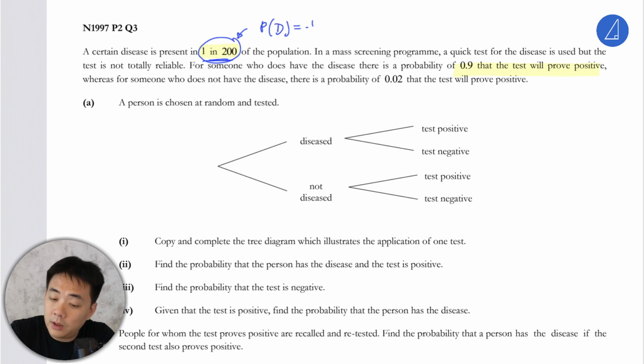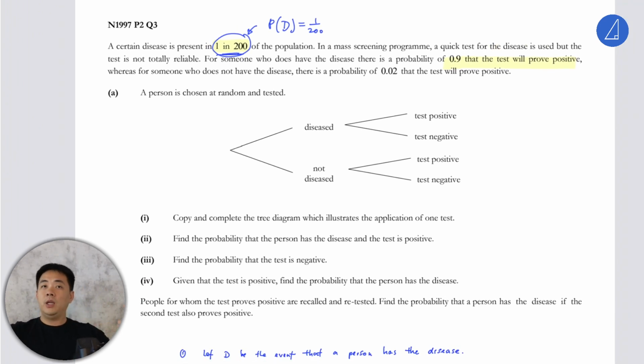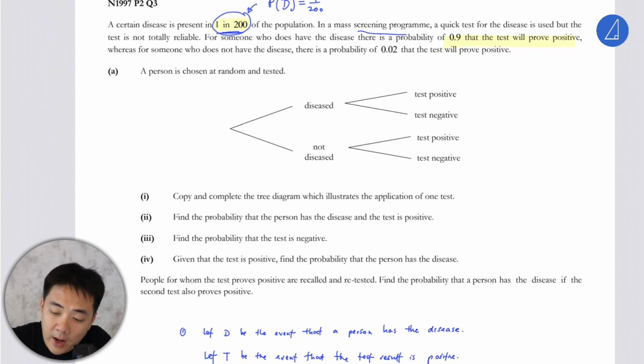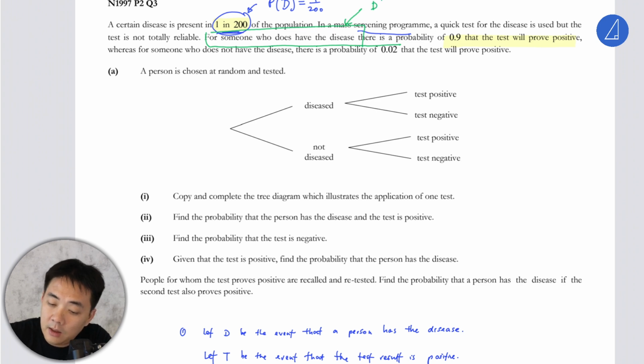P(D) is equal to 1 in 200, the entire population, because there's no condition. So that's 1 in 200. Then in a mass screening program, a quick test for the disease is used, but it's not reliable. For someone who does not have the disease, now this is the prerequisite, so this is D prime, there's a probability of 0.9 that the test will prove positive.